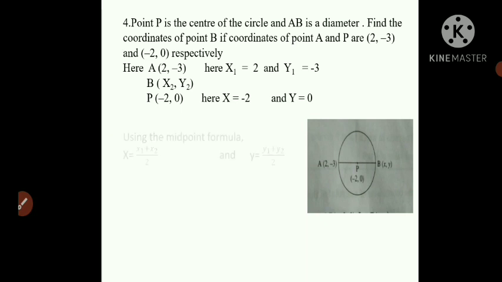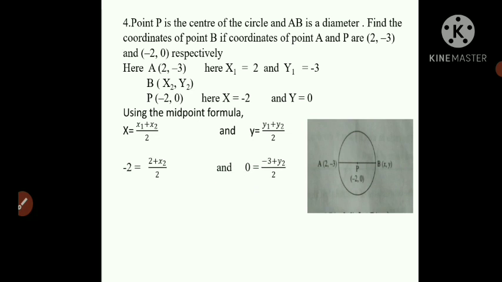So by using the midpoint formula, the formula remains same. For x, the formula is (x1 plus x2) upon 2, and for y, the formula is (y1 plus y2) upon 2. Now see students, x is given, that is -2, so I will put the value -2. -2 is equal to x1 is 2 plus x2, which we have to find out, upon 2 remains same. And for y, y is given 0, so I will put 0 is equal to y1 is -3 plus y2, which is not given, upon 2.